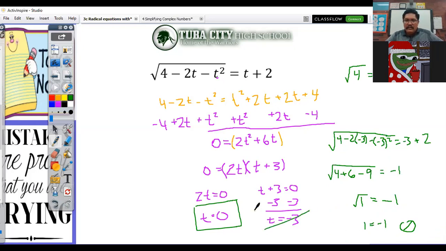So even though we had 2 possible solutions, we only have 1 real solution. So we get rid of that one. Okay, that one's extraneous, so we throw it out. So we only have 1 solution. Only one thing works out, and that is 0. 0 is the only thing that works out. All right, that's enough of that lesson.